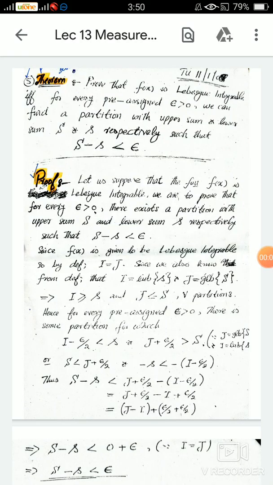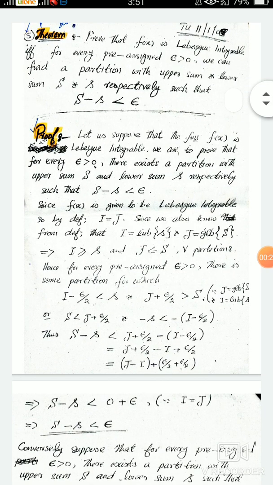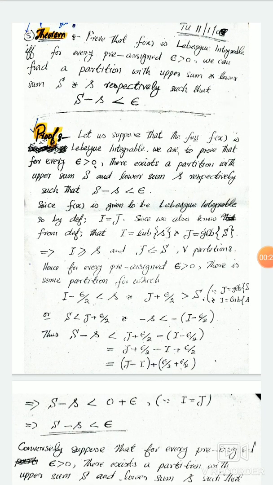Bismillahir rahmanir rahim. Dear students, today our theorem is to prove that f(x) is Lebesgue integrable if and only if for every pre-assigned epsilon greater than 0 we can find a partition with upper sum capital S and the lower sum small s respectively such that capital S minus small s is less than epsilon. This is a theorem and also a definition for the Lebesgue integrable function.